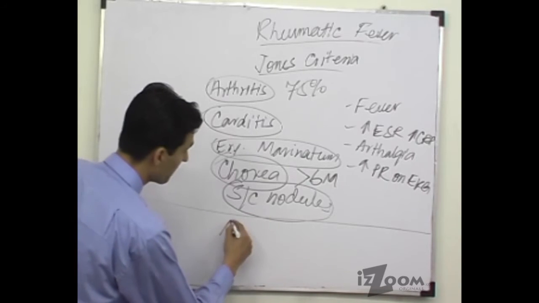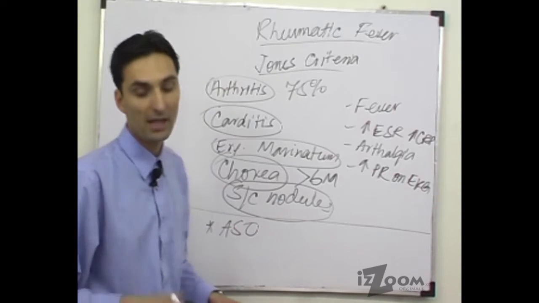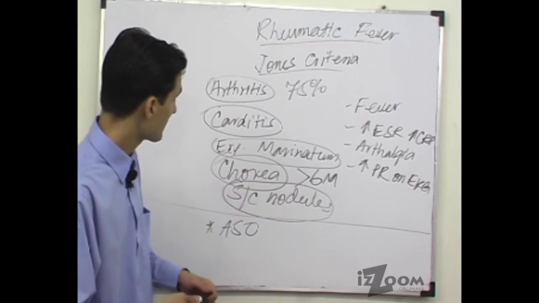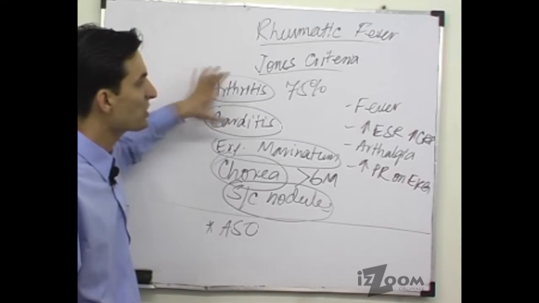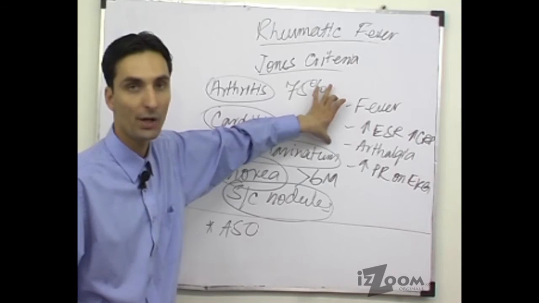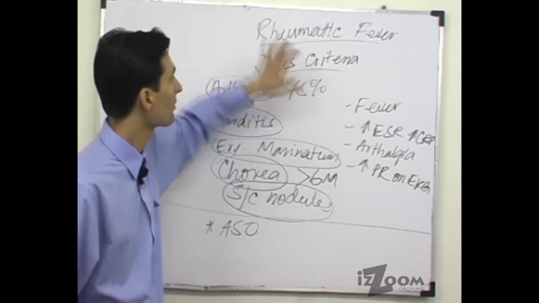Evidence in the form of anti-streptolysin O antibody, anti-DNase B antibodies, and so forth must also be present in this case. So, to diagnose rheumatic fever, either two major criteria, or one major and two minor criteria, are required for the diagnosis of rheumatic fever.